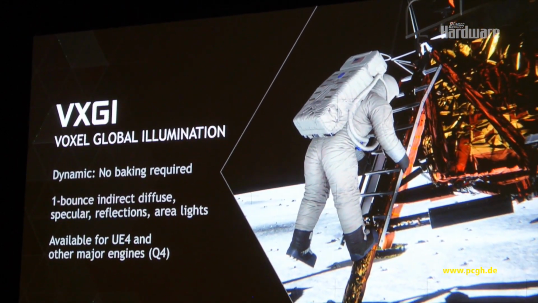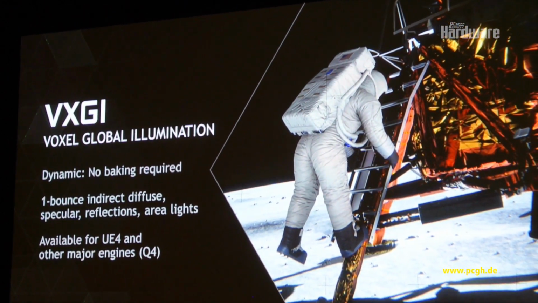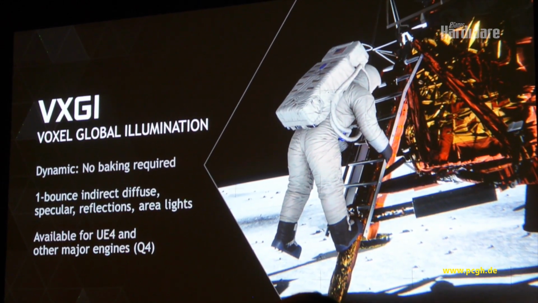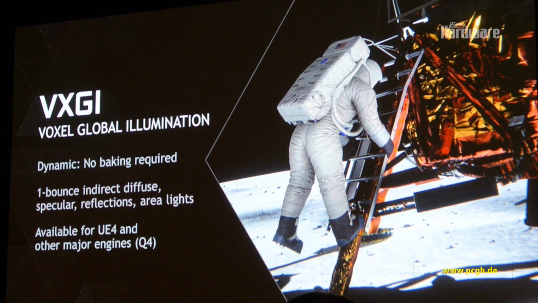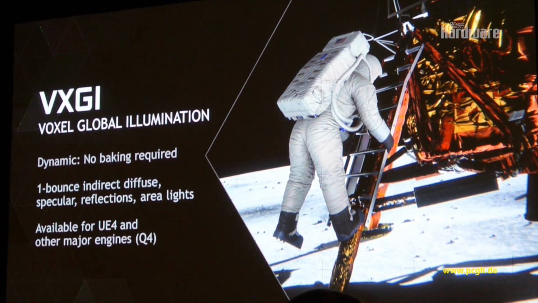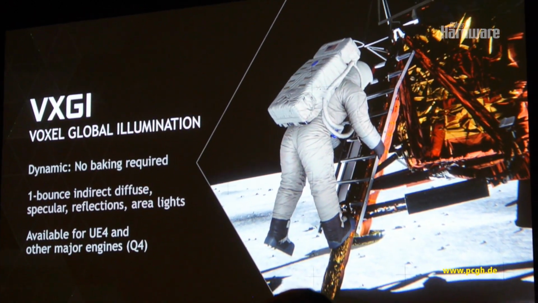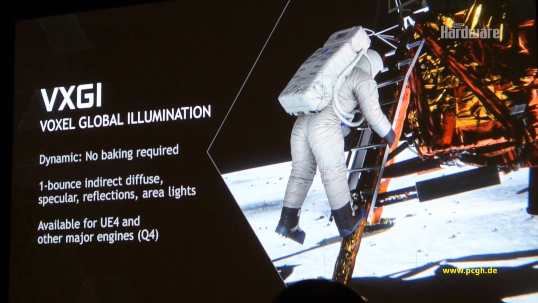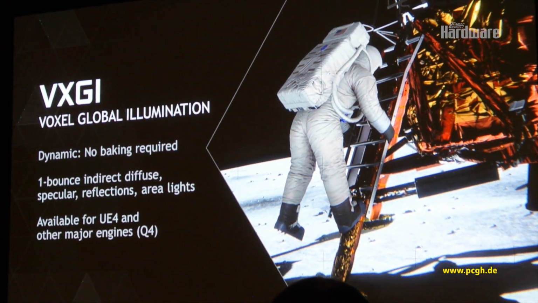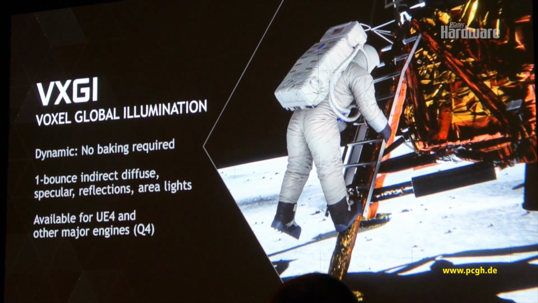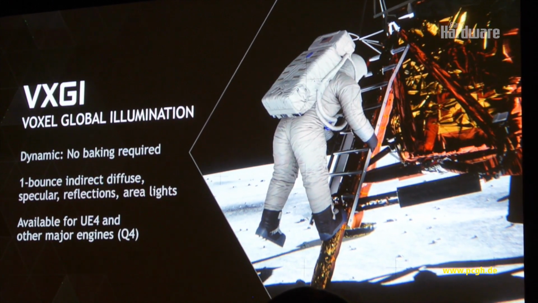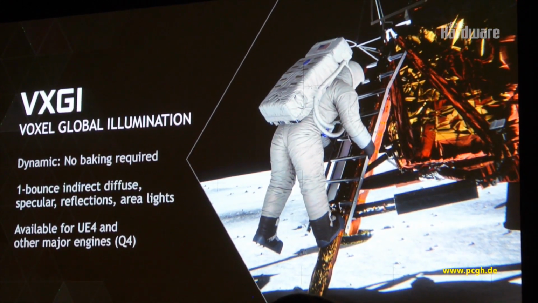So there's a huge advantage to the technology we've developed here in that it can be truly dynamic. Worlds can be created, modified, destroyed entirely in real time, and we can recompute it. We get one bounce of indirect light, so you get the direct light and then a bounce. We get specular, you get reflections, we can support area lights, all the things necessary to create that realistic image. And in fact, we've been integrating it in Unreal Engine 4 and other engines, and it will be available by the end of this year. So it's pretty exciting stuff.